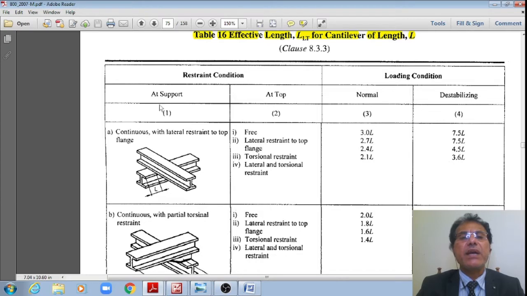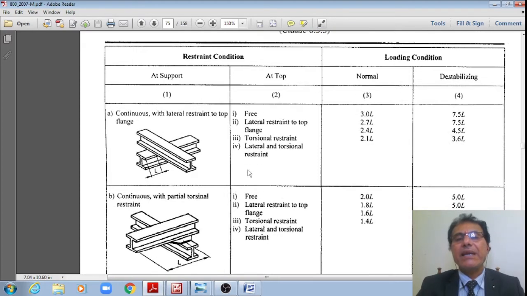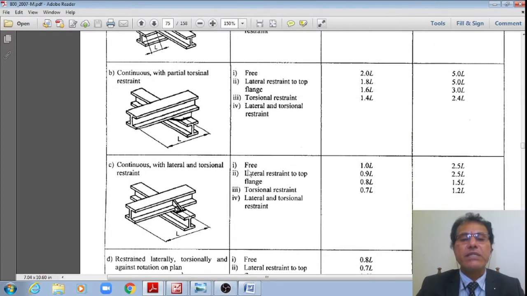Now the restraint condition at support: continuous with lateral restraint to the top flange, right? Here you please see that we are providing a beam continuous with lateral restraint to the top flange. Here the top flange cannot buckle now, right? Now even at the top there are four conditions: one, free; two, lateral restraint to the top flange; three, torsional restraint; fourth one is lateral and torsional restraint. How they can be achieved, now let us see, right?